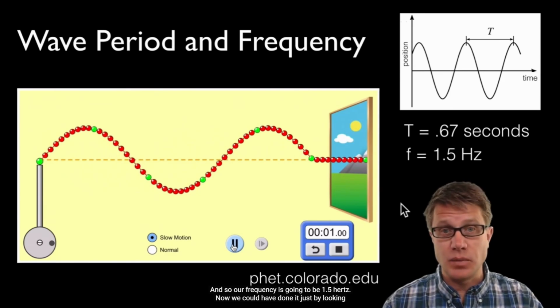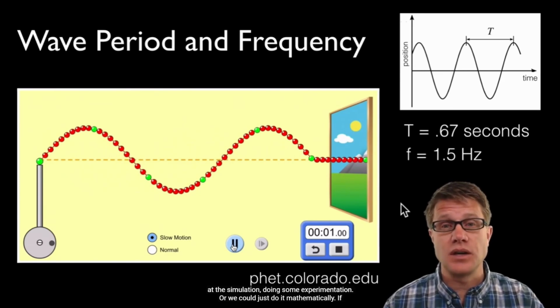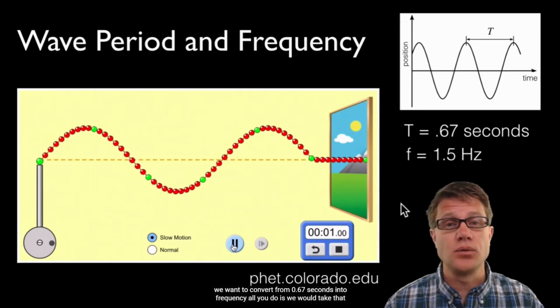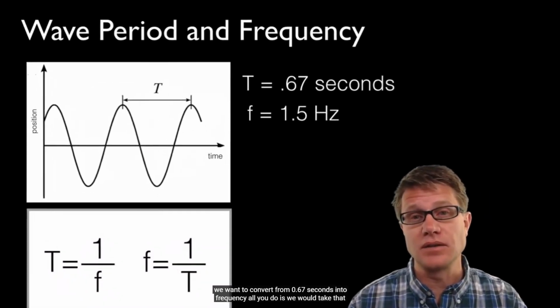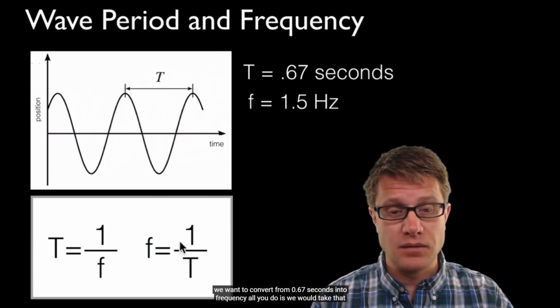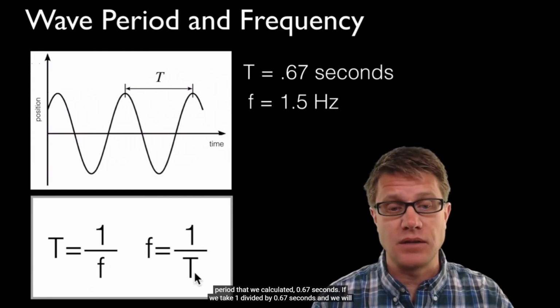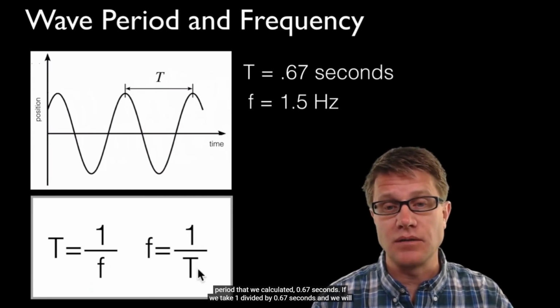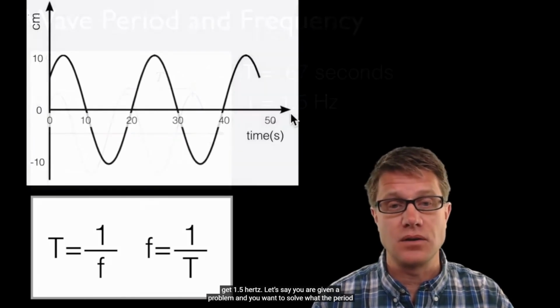Now, we could have done it just by looking at the simulation, doing some experimentation, or we could just do it mathematically. If we want to convert from 0.67 seconds into frequency, all you do is we would take that period that we calculated, 0.67 seconds, we take 1 divided by 0.67 seconds, and we'll get 1.5 hertz.